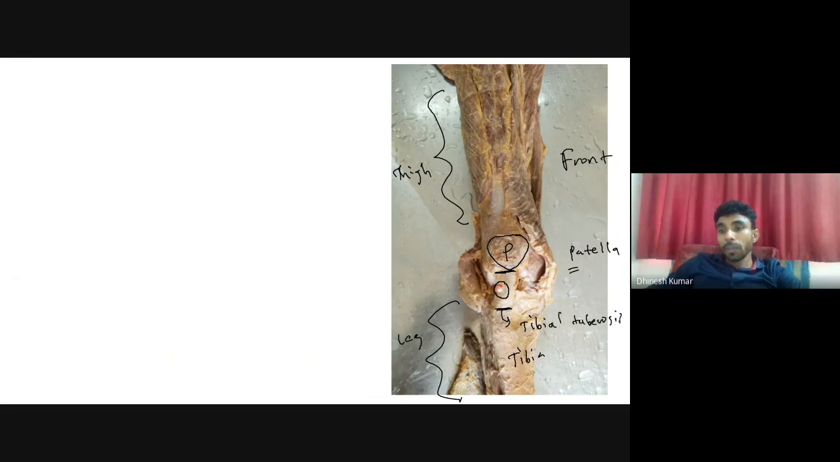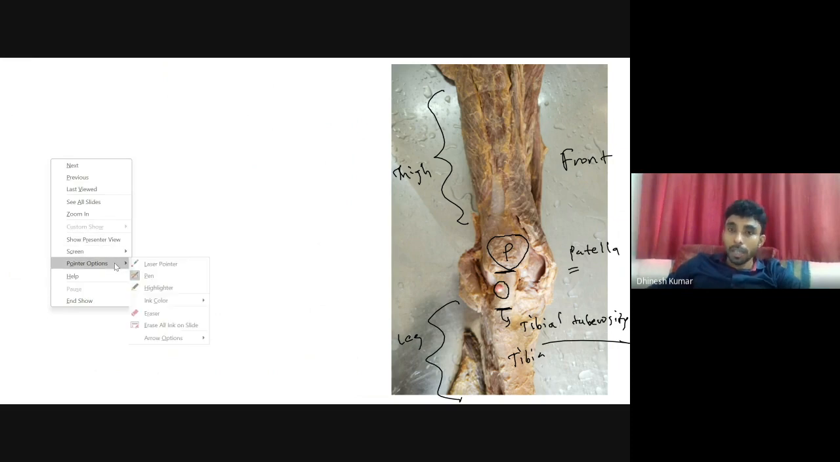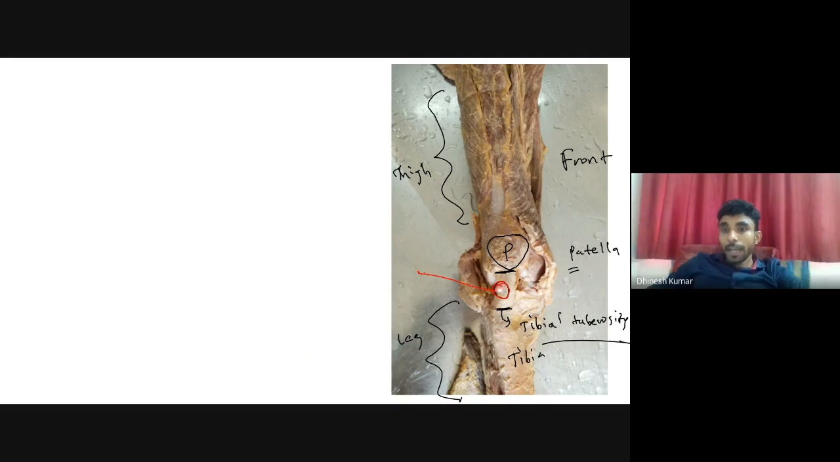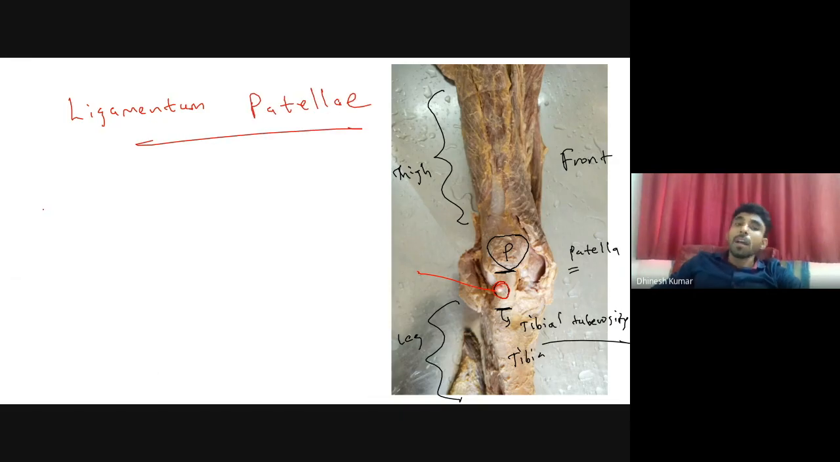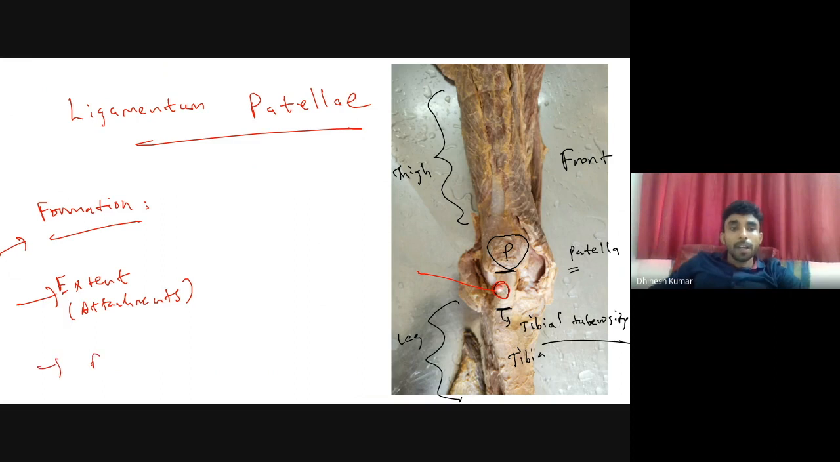Can you tell me the pinned structure here? Identify the pinned structure. The pinned structure is the ligamentum patellae, or patellar ligament. And the sub question may be how it is formed, how it is derived. Our usual sub question is the extent or attachments of the pinned structure, and function. Any one may be a sub question.